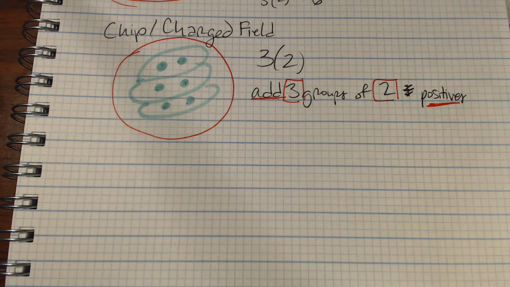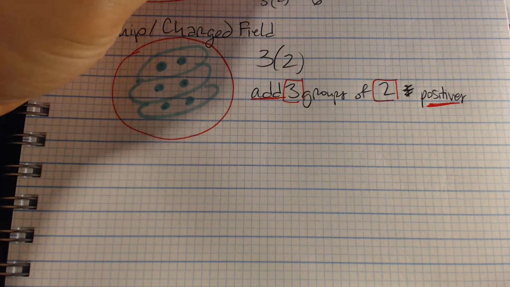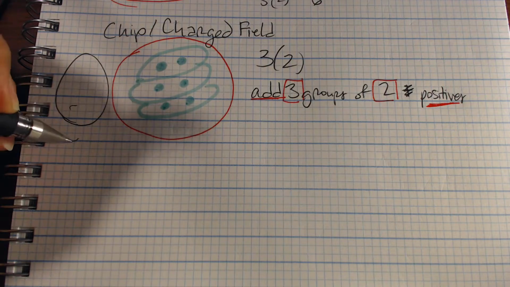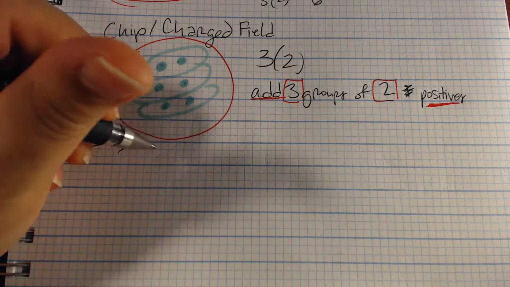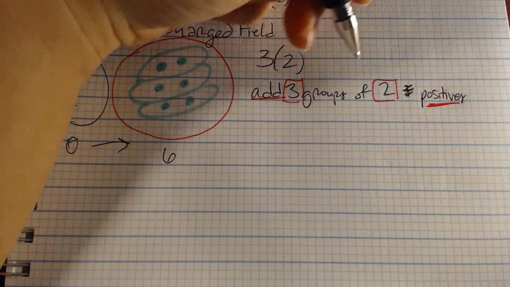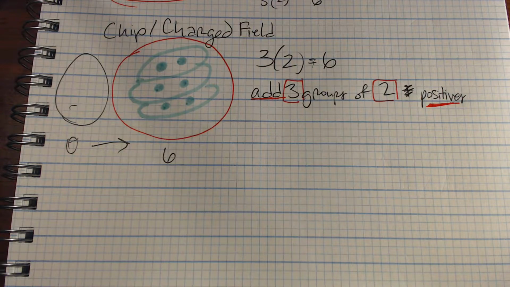Maybe if I turn this light over a little bit, it can keep my shadow from being so bad. I think that helps. Okay, so we have 3 groups of 2 positives. We have completed these directions, and so we started off with 0. This is where we started off with 0, and then we moved to 6. And so that means that 3 times 2 equals 6. Hopefully that made sense. And as we move on through other examples, it will get clear.